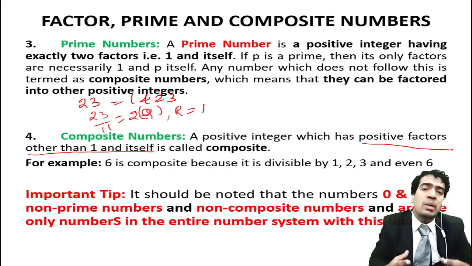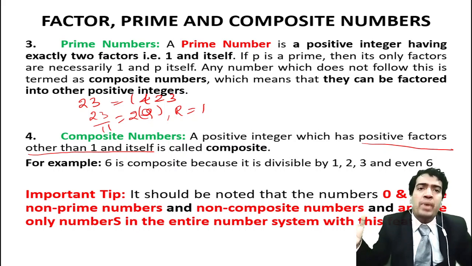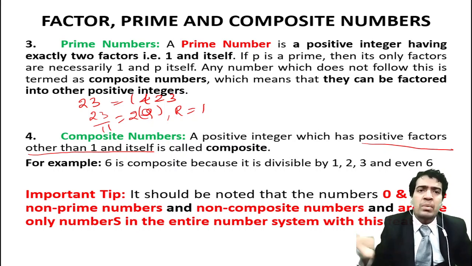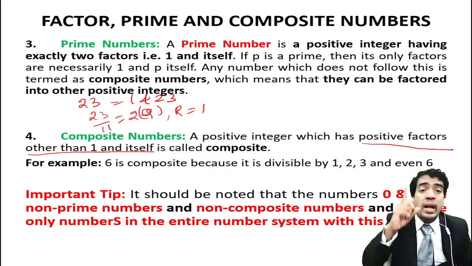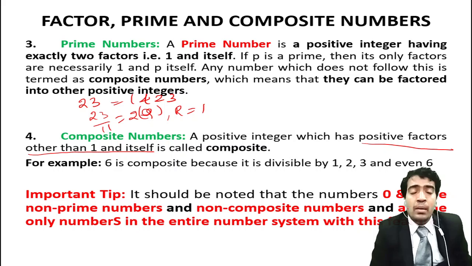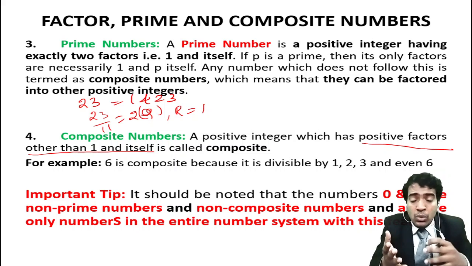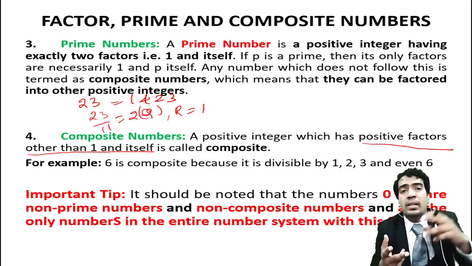We will see that in the example of 0. 0 has an infinite number of factors. Every number in the number system, any real number except for the number 0, can divide 0. But that is a very essential condition. A number can only be called composite if, not only having 1 as a factor and itself as a factor, it should have other numbers as a factor.